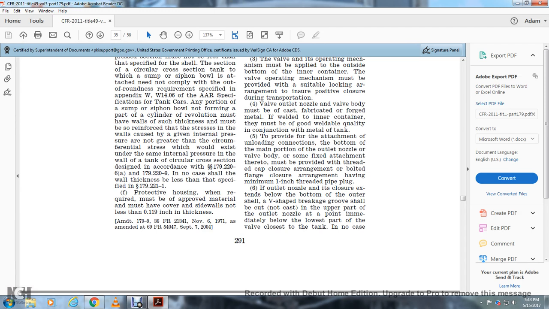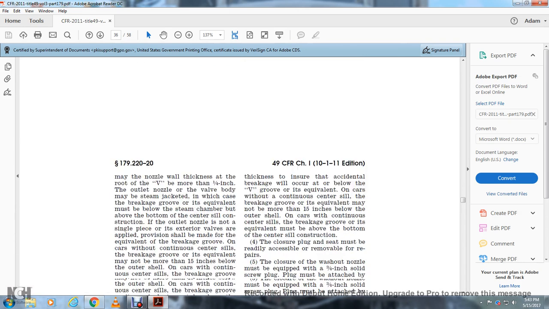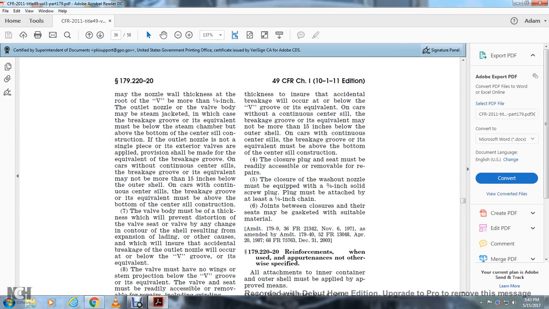Fifth, the fixed attachment thereto must be provided with a threaded cap closure arrangement or bolted flange closure arrangement, having a minimum 1 inch threaded pipe plug. Sixth, if an outlet nozzle or closure extends below the bottom of the outer shell, a V-shaped breakage groove shall be cut. No casting in the upper part of the outlet nozzle, to the point immediately below the lowest part of the valve close to the tank. In no case may the nozzle wall thickness at the root of the V be more than 1/4 inch for the outlet nozzle. The valve body may be subject to this but may be steam jacketed, in which case the breakage groove or its equivalent must be below the steam chamber above the bottom of the center sill construction.